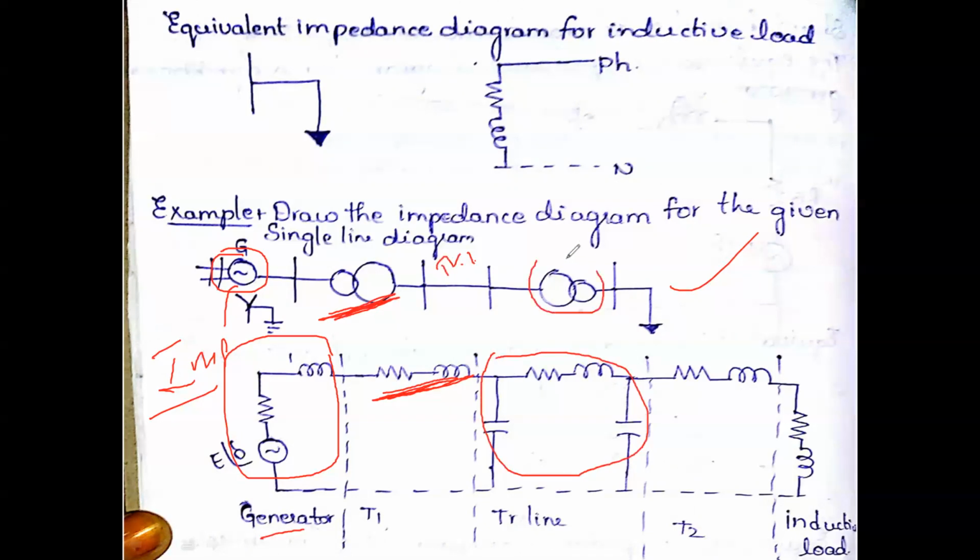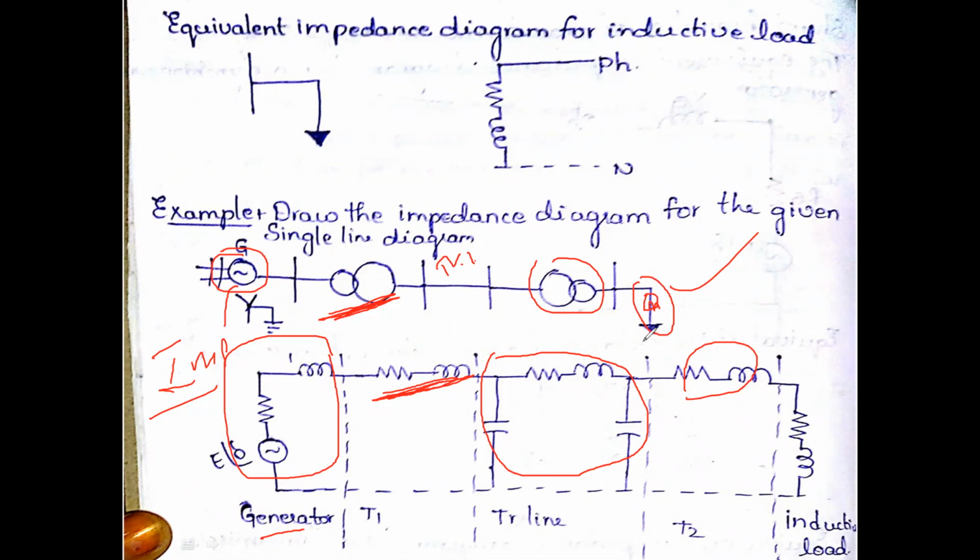And then again we have a transformer, which is represented in the same way, and then we have an inductive load. Here I have not mentioned any motor. If I make a circle and mention it with M, then it is a motor, and we go for the motor connection. Here I have simply given a straight line, therefore it is an inductive load.